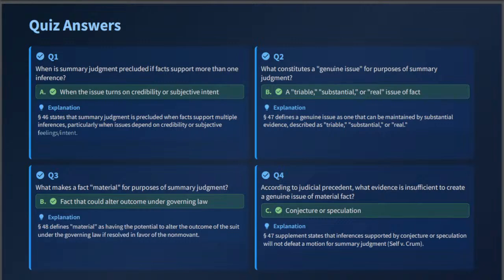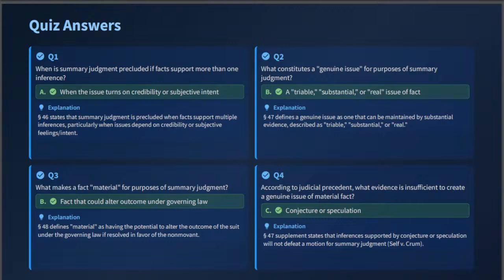So indeed, let's continue. Question 2, what constitutes a genuine issue for purposes of summary judgment? And the correct answer for 2 is B, a triable, substantial, or real issue of fact. And that was from section 47. It defines a genuine issue as one that can be maintained by substantial evidence, described as triable, substantial, or real. All right, excellent. Let's move to question 3.